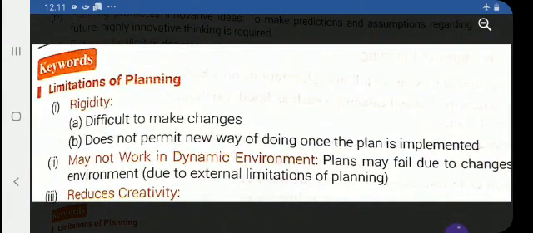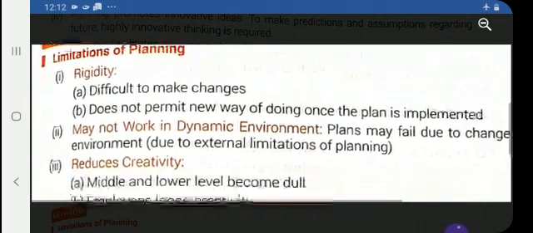First is rigidity. It is very difficult to make any changes in the plan once it is made, and managers are not in a position to change them. They are forced to follow the pre-decided plan, and when circumstances change, that may not bring positive results for the organization. So this kind of rigidity in the plan may create difficulty, as it does not permit new ways of doing things once the plan is implemented. So this is one of the limitations.